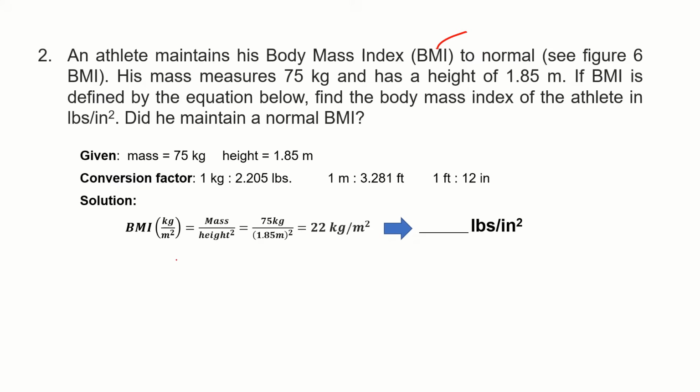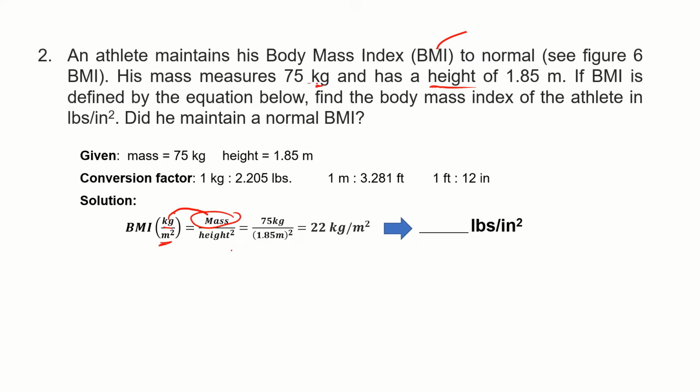So kanina nakalimutan kong isulat dito yung formula ng BMI. But since I know that the units that describe BMI is kilogram per squared meter, alam ko na kailangan ko ng mass, some property that can be described using kilogram, and a property that can be described by meters. And then, dito sa given problem natin, nakalagay naman dito, yung mass is equal to 75 kg, and we have here also the height, which is 1.85 meters.